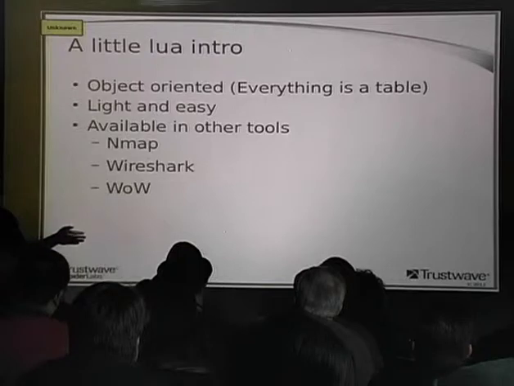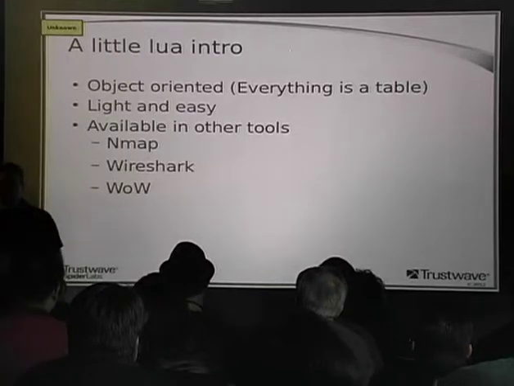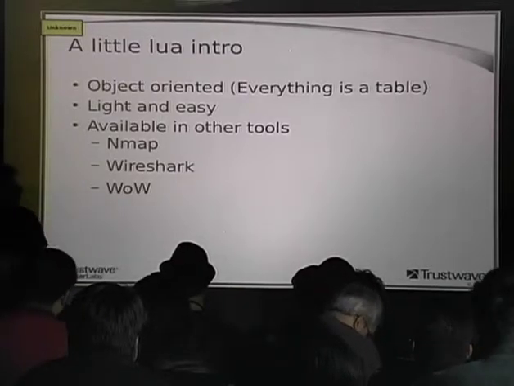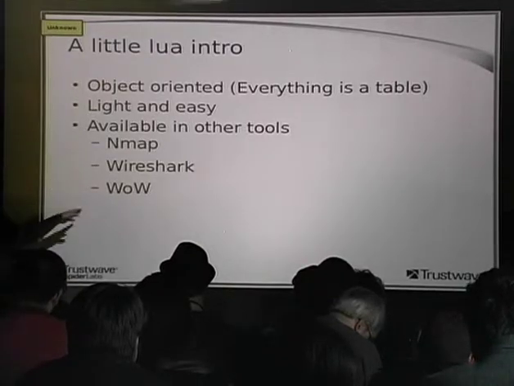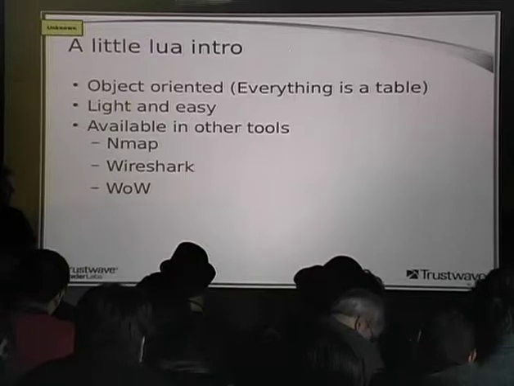For a quick intro to Lua, everything is object-oriented. Anybody who knows object-oriented programming, you already know how to program Lua. It's light, it's very easy to implement into existing C-based code. It's just a few hooks that you put into the code, and then boom, now you can write Lua scripts that extend that code. So you can actually tell that code to stop what it's doing and just run these scripts. They're not really scripts, they're bytecode. And it's available in a lot of other tools, such as Nmap. Nmap scripting engine is all Lua. Wireshark includes a Lua extension.